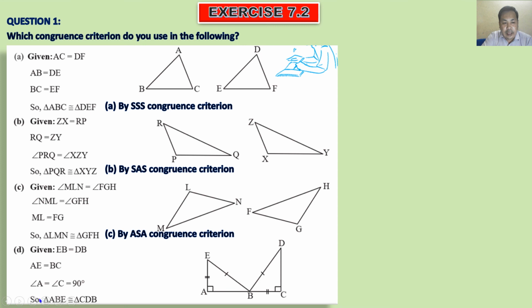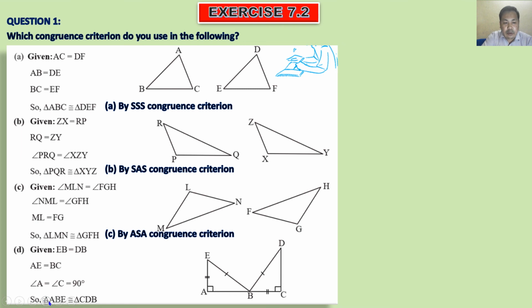Once again, let us see in this question: given EB is equal to DB, which are the hypotenuses, and AE is equal to BC, which are the other corresponding sides of the triangles. Angle A is equal to angle C, for they are 90 degrees each. So we found that one right angle, one hypotenuse and one side are equal in these two triangles. That means these two triangles are congruent, as already given here.